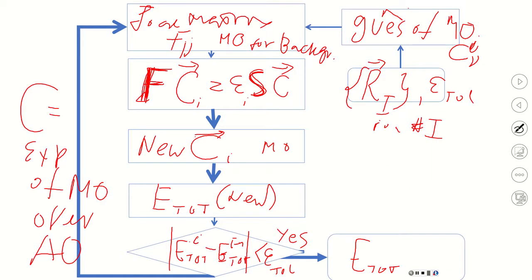So what is here? Fock matrix of molecular orbitals. Guess of molecular orbitals. Positions, tolerance, limit, iterations. This is good. Okay, probably I went too far. This one would be sufficient.